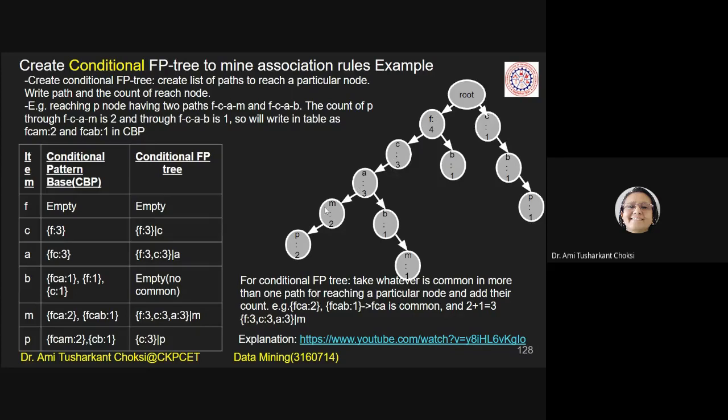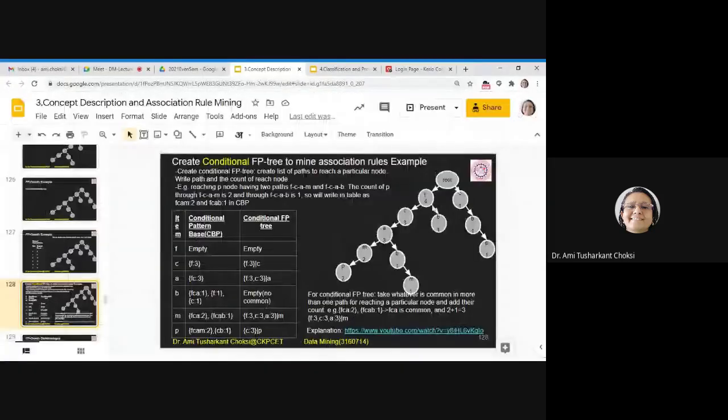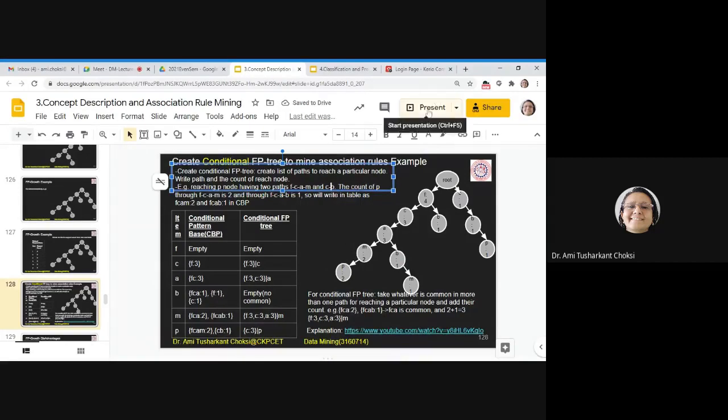F, C, A, M to reach P, and what do we say is F, C, A, B. Second, we are reaching P, okay, not M. Here it is M, right? So for reaching it, we do not have this one. We do have F, C, A, B. No, we are having C, B and P, right? So we are having C and B. We need to reach the P node, okay, not the M node.